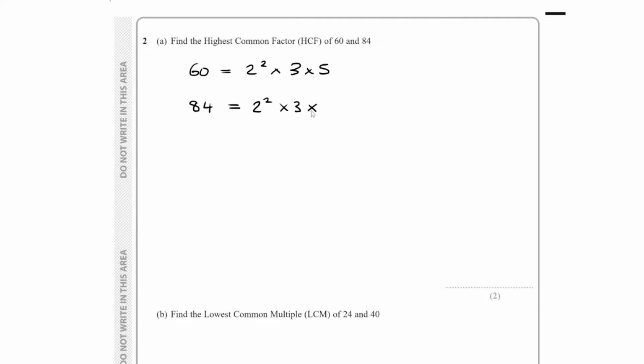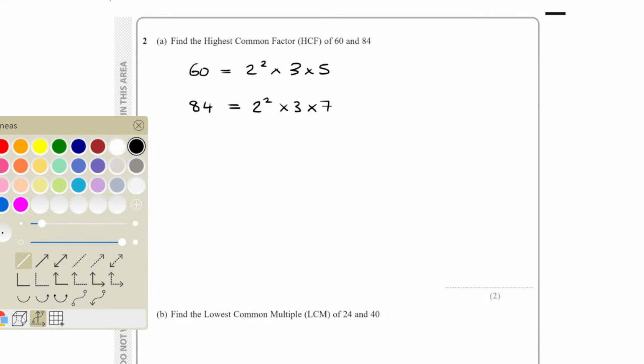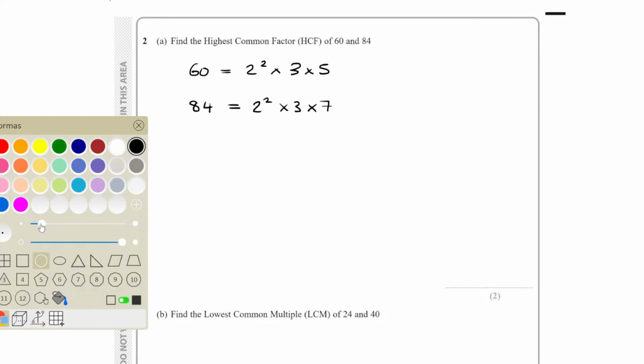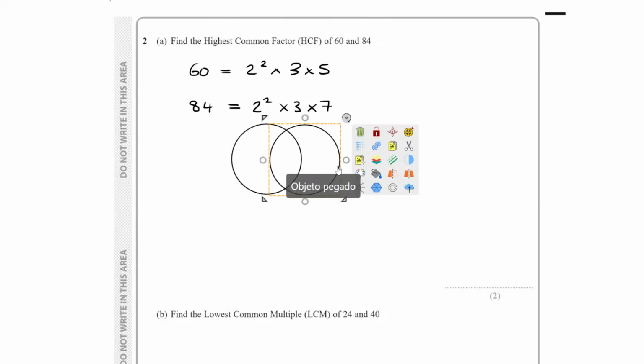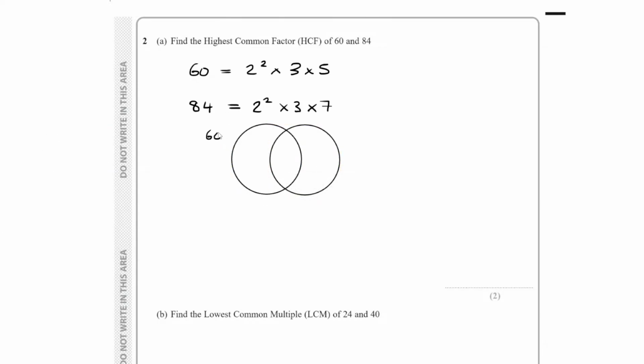Now you can obviously lay it out in the Venn diagrams. I normally do that, or if you're happy to just see which ones they have in common, you can do that as well. But I'll show you the full method. You just scribble circles. You don't have to do nice circles, just scribble them out. Something like this. 60, 84. Now, because highest common factor is just where they overlap, do you see how they both have a pair of 2s? So we've got a 2 and a 2. They both have a 3, and then the rest is on the other sides. So the highest common factor is just this middle bit.